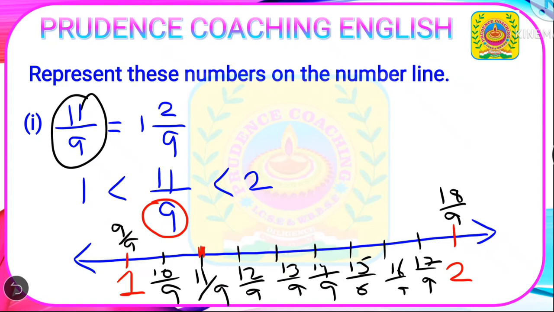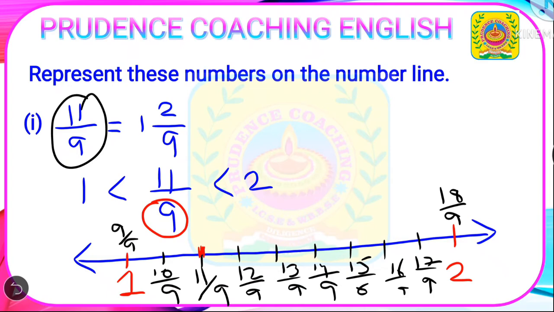So my dear students, isn't it very easy to represent any rational number on the number line? Yes students, I also think so. So let us see some more examples to clear our concept.